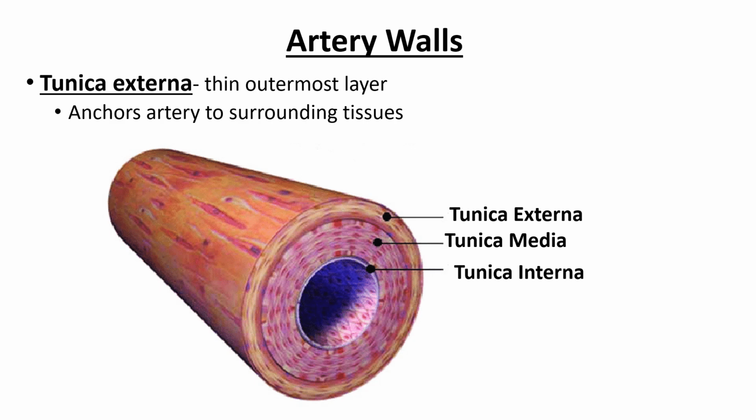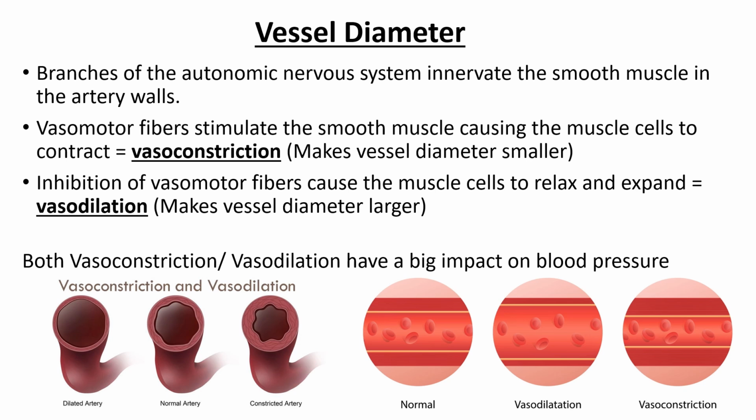So here we can see a picture. We want to know this picture for the practical exam. The tunica interna, nice and thin, that simple single layer of simple squamous. And then in the middle, we can see the thickest layer, my tunica media. That's going to be the muscle layer, essentially. And then the tunica externa, the anchoring layer on the outside.